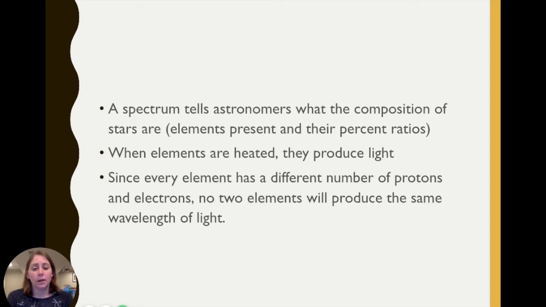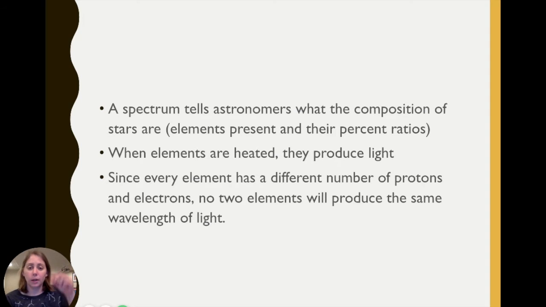When elements are heated, they produce light. Just like a light bulb, the filament in a light bulb heats up and that's going to produce the light. Same thing's happening with our stars. It's under a tremendous amount of pressure, and that's going to generate the heat that's going to cause them to light up. Every element has a different number of protons. If you look at the periodic table, every single element has a different number of protons. That is key because every element is going to produce a different wavelength then.